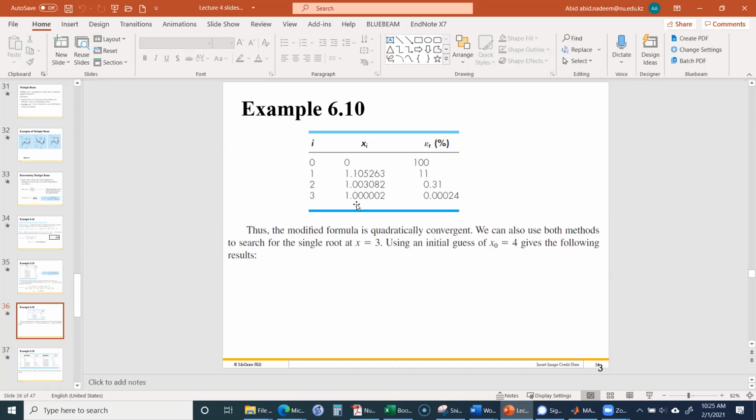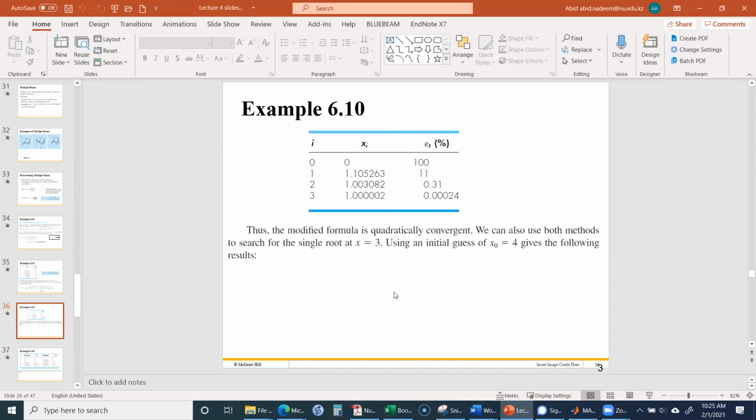So in this case, as we can see, by using the modified method the solution is converging very rapidly. Okay? The solution is converging very rapidly. However, is this always the case? This I can show with the help of the example. Okay, so however, is it always the case?